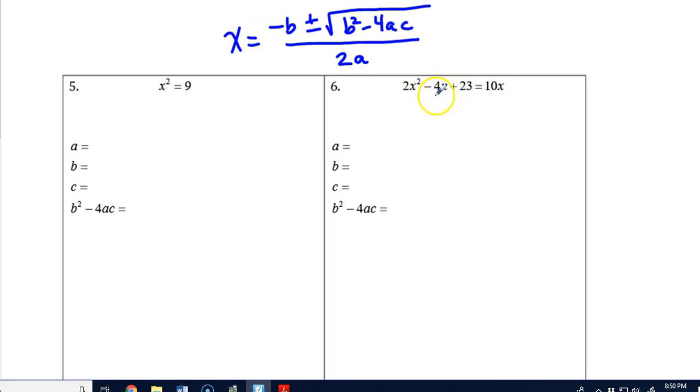Okay, so hopefully you subtracted 10x from both sides. This combines with the like term of negative 4x. Okay, so we've identified our a, b, and c. Now we're in a position to evaluate our, do you remember the word? Discriminant. Okay, so b squared minus 4ac. Why don't you make those substitutions and work this out?